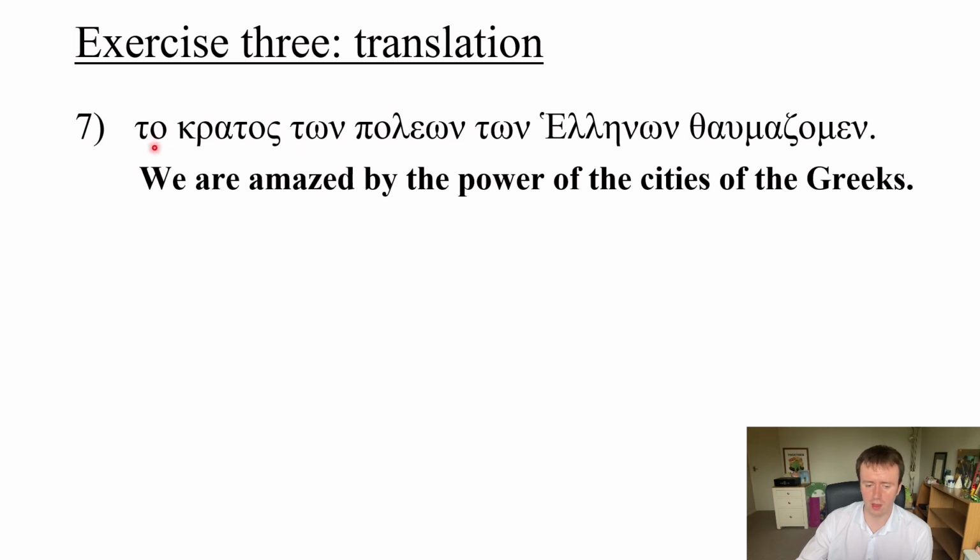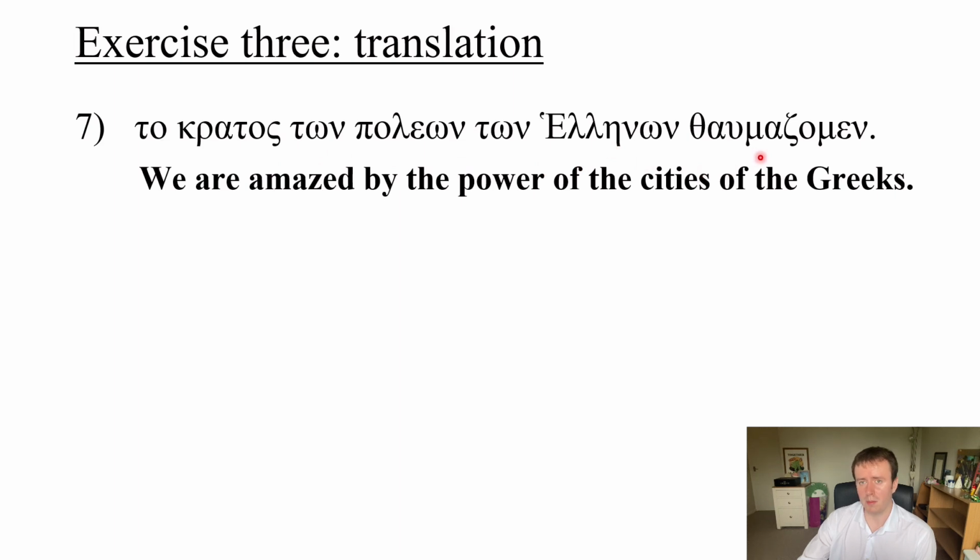So far we've got the power or the might or the strength of the cities, and then we've got ton helenon, another genitive plural phrase. We know it's genitive plural from the form of the definite article and also from the ending on here. So we'll translate that as of the Greeks, okay? Because a Hellen is a Greek person. Here it's ton Hellenon, so we would say of the Greeks. Thus far we've got the power of the cities of the Greeks, and then we have the verb right at the end, taumazdomen.